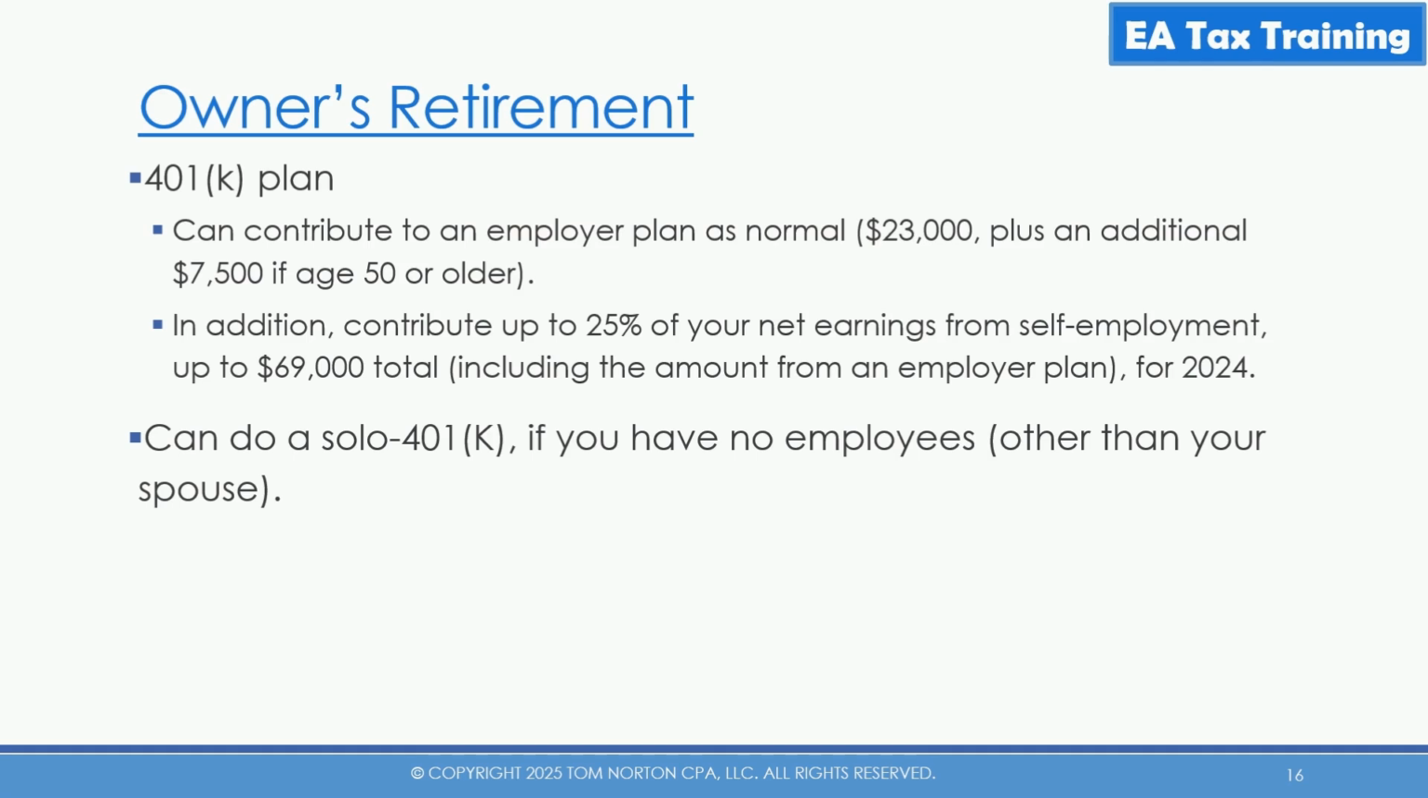maximum. Now, that $69,000 maximum is the combination of the amount they contribute to their regular employer's plan plus the amount that they contribute to their own plan. But still, again, they can get up to that $69,000 as a retirement contribution for 2024. If they don't have any other employees, they can set up a solo 401k plan and they can make contributions up to these same limits.